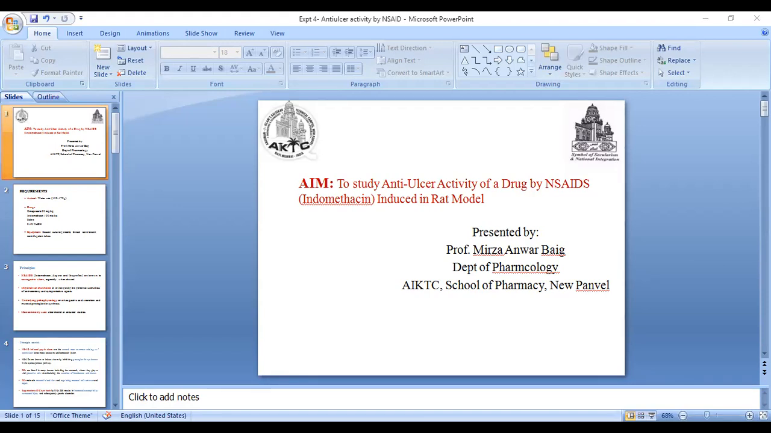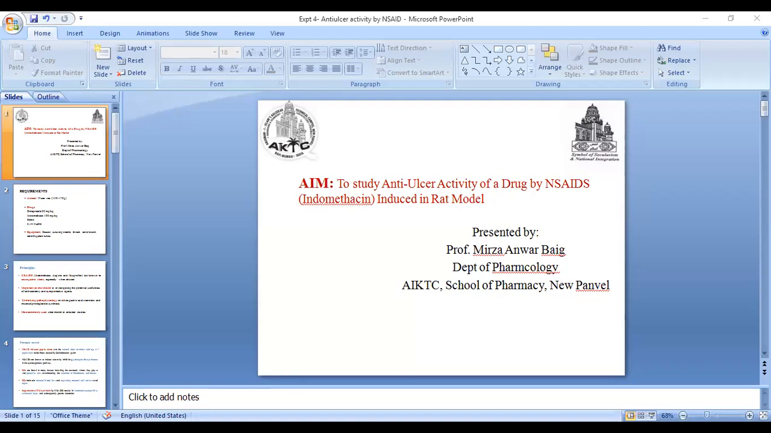So the third point in the title is we are assessing the effect of a drug. This drug is basically a new drug. Now this new drug may be a synthetic drug, or it may be a herbal drug. You can consider that the synthetic drug is synthesized in the chemistry lab and the herbal drug is extracted in the pharmacognosy lab. So these two can be assessed with the help of this experiment.